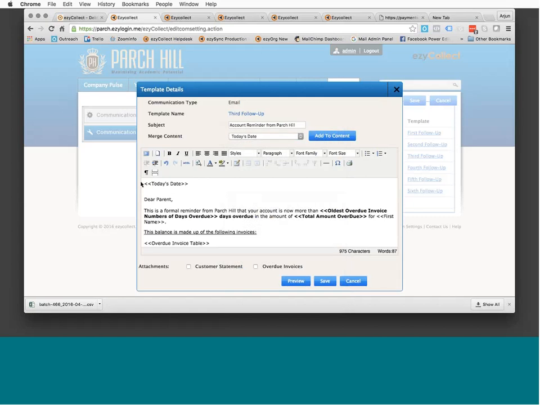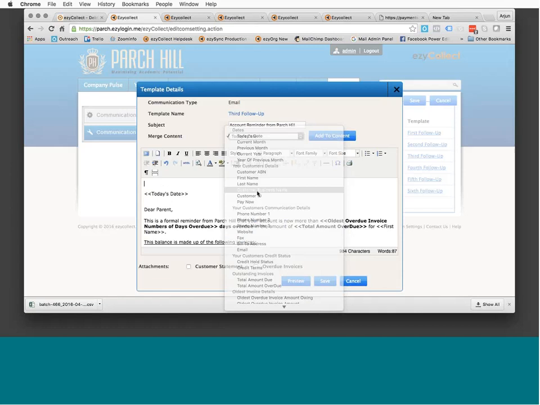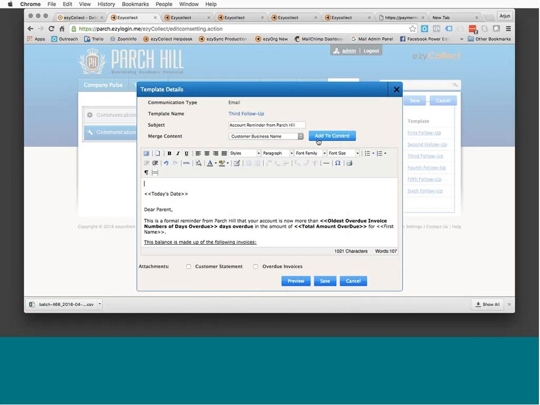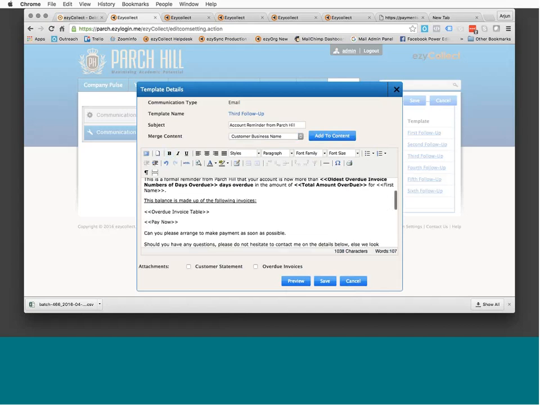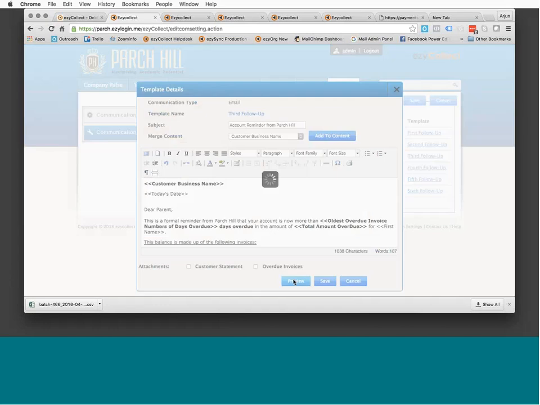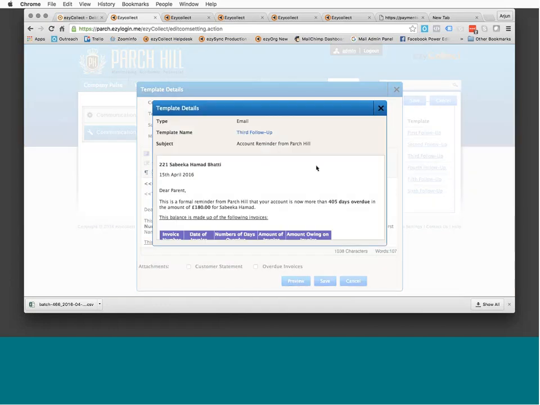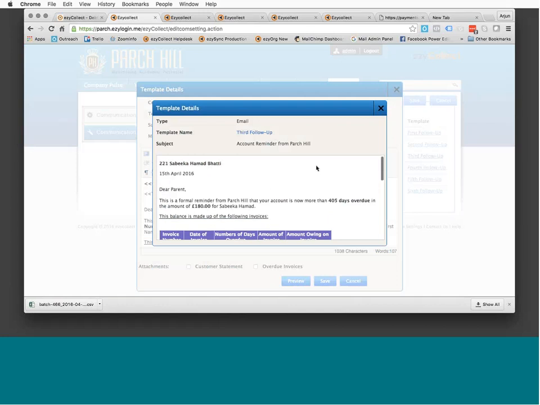So for example, if I want to add the customer's business name, I would simply go here, click on customer business name, add to content, and you can see it's added here on the top. I can make that bold, and you can see, for example, we have fields such as overdue invoice amounts, total overdue. So if I click on preview, it'll go and take all the information and show you an example of what that would look like when your customer gets it.